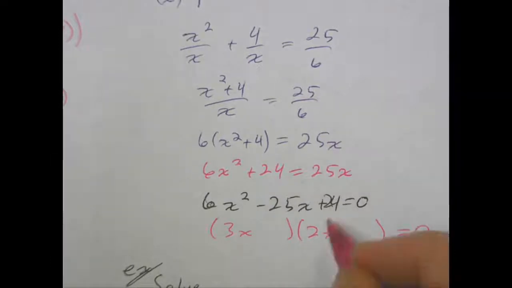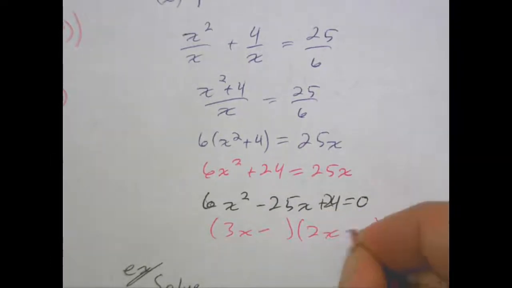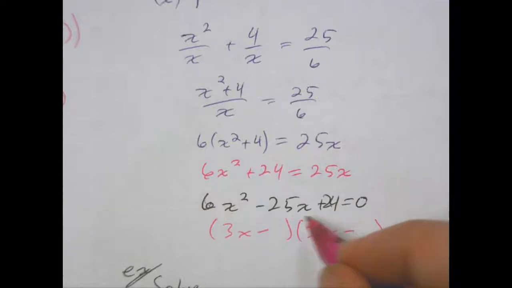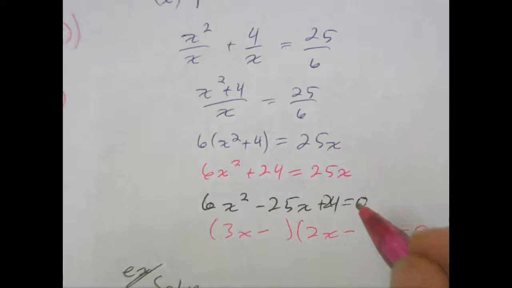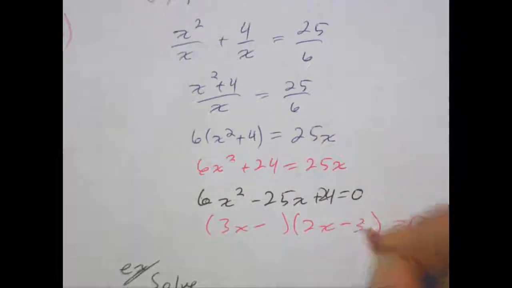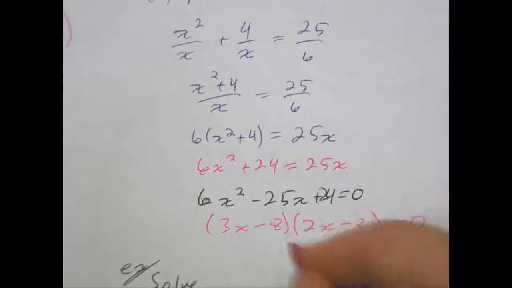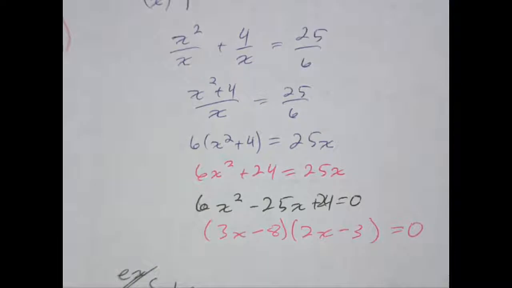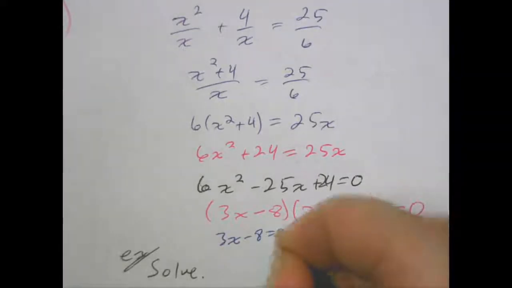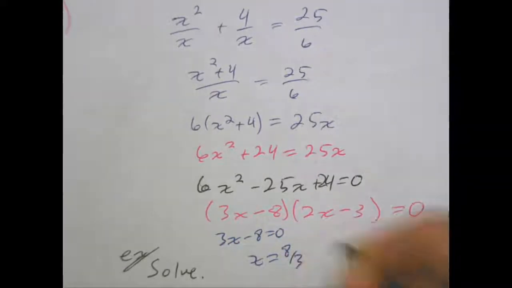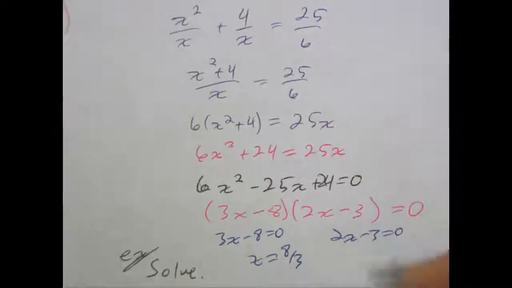So now I have to multiply to be 24. They both have to be negative because they multiply to be a positive and they add to be a negative. So I'm going to guess 3 and 8. If I put the 3 here, that gives me 9. If I put the 8 there, 16, so 9 and 16, yes! Boom! Is 25. All right, so what we can do now is take our solutions, set them equal to 0 and solve. So 3x minus 8 equals 0, so x equals 8/3. 2x minus 3 equals 0, so x equals 3/2.